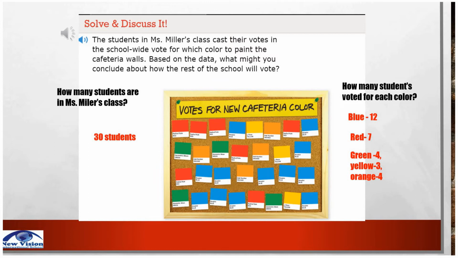What is the sample and the population in this problem? Look carefully in the problem. Exactly. The sample are the students and the population, all students in the school. Now, even though this is not a random sample, but it could be a representative sample. Why? Because most people picked blue, so it's likely the whole school will vote to paint the cafeteria blue.